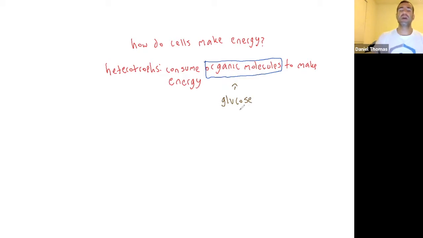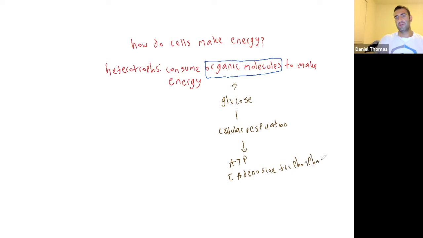Now, basically, what's going to happen is that glucose is going to be put through a series of steps that we call cellular respiration. And more or less what we're doing here is we are taking the potential energy stored in glucose, we're converting it to an energy molecule called ATP. Or if you want the more formal name, adenosine triphosphate. It's this molecule here that we are focusing on right now.